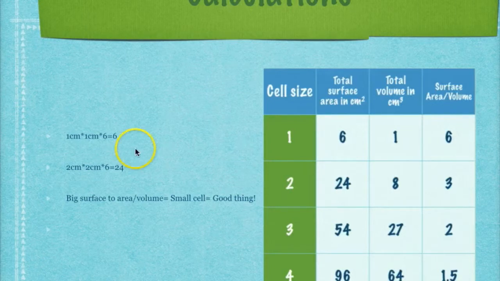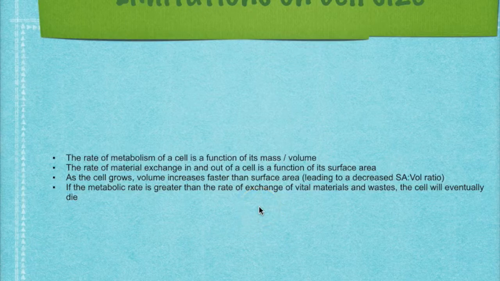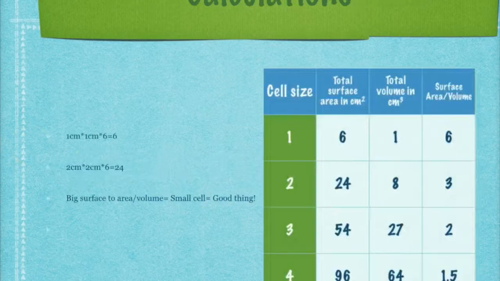And if we go back here to the first slide, if the metabolic rate is greater than the rate of exchange of vital materials and wastes, the cell will eventually die. This is because, as we stated before, if the ratio is too small, the cells may overheat because of the metabolism producing heat faster than it is lost over the cell's surface.